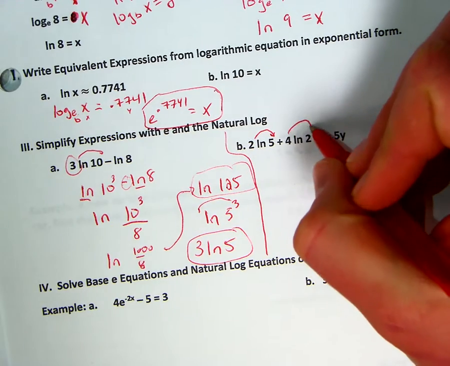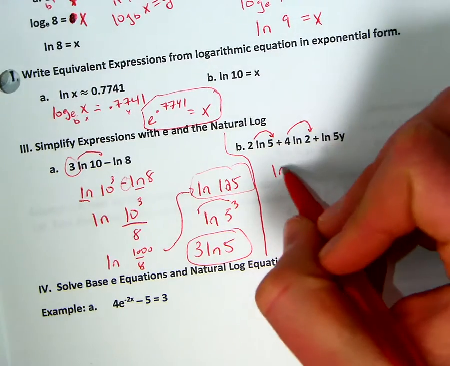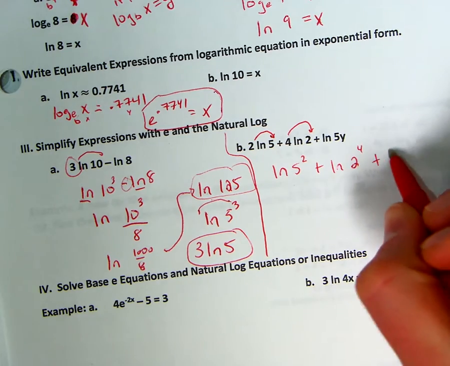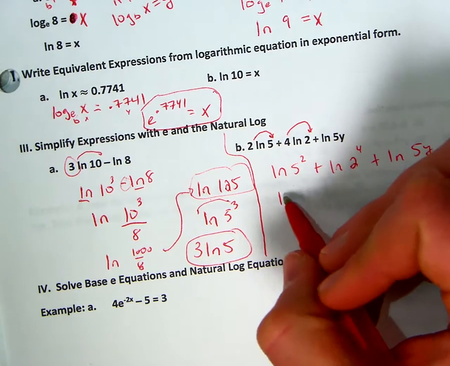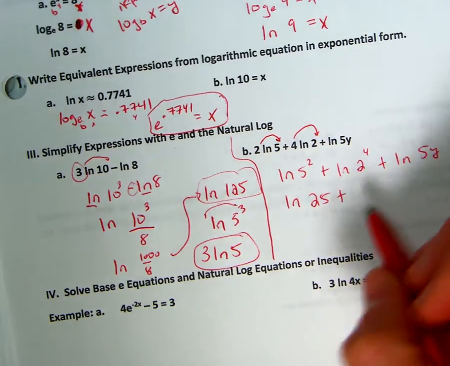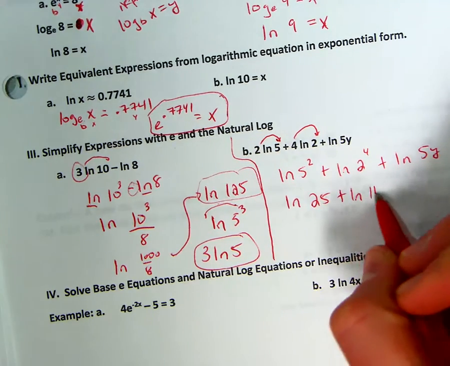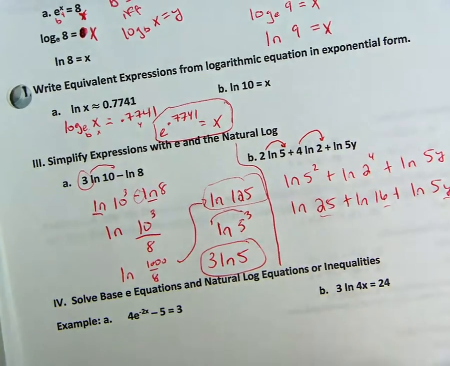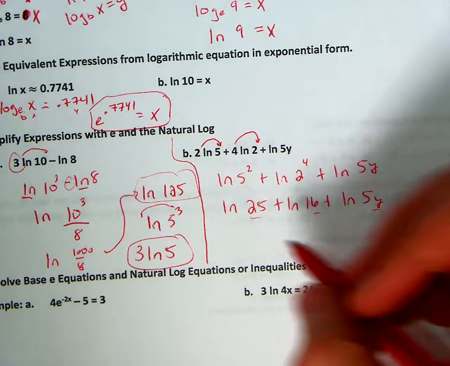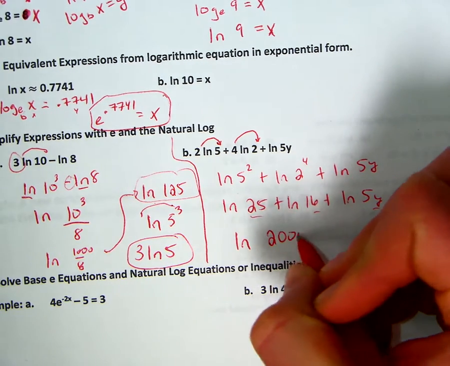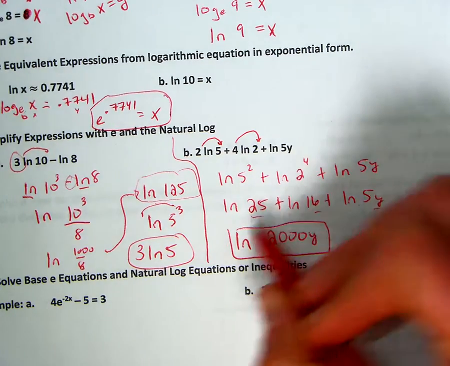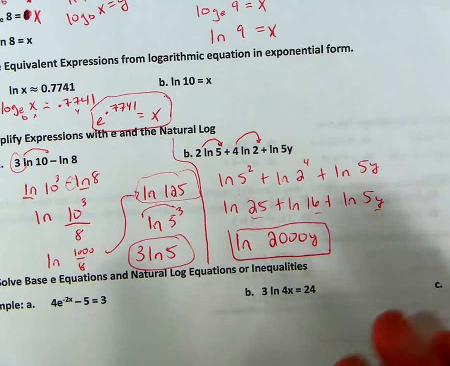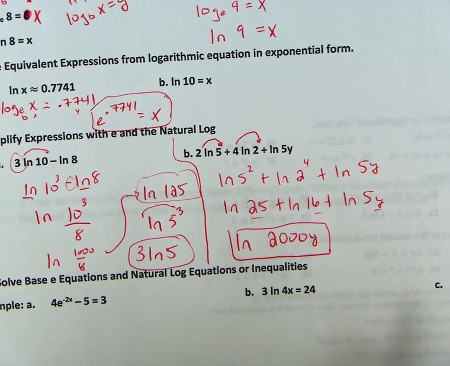Again, these are all exponents that go above. So you really have ln 5 squared plus ln 2 to the fourth plus ln 5y. So 5 squared is ln 25 plus 2 to the fourth is ln 16 plus ln 5y. Now you're going to want to add these, but what do we do before with logs? We multiply them. So you have ln 2000y, because 25 times 16 times 5 is 2,000, and that would be your simplifying. This is using a lot of the property stuff from 8.5.